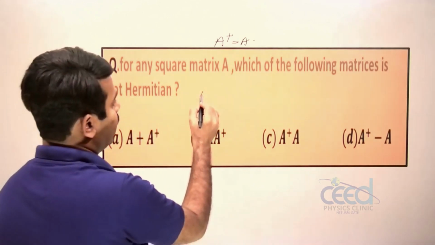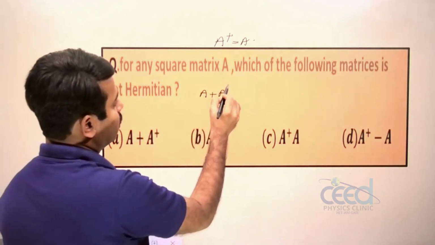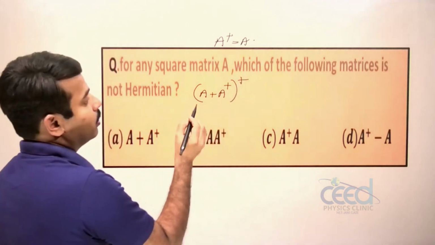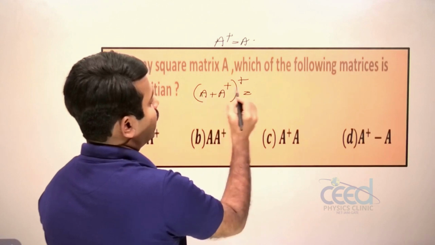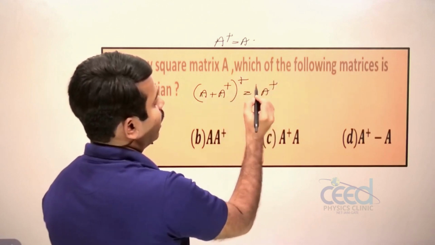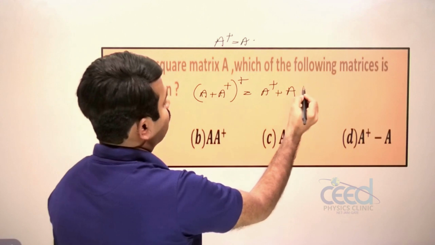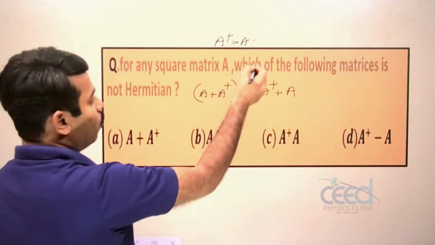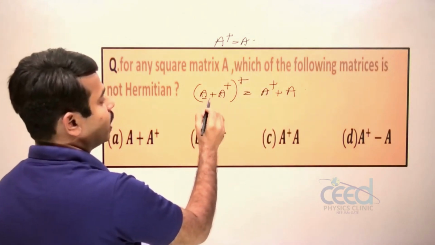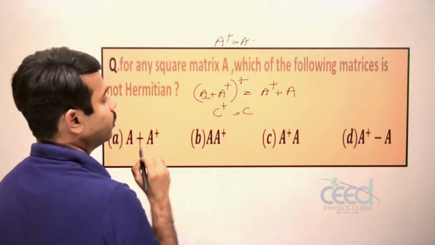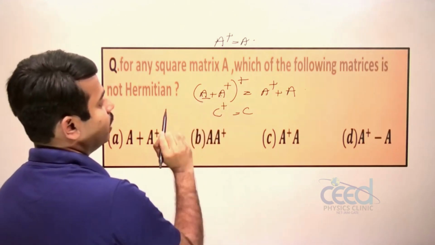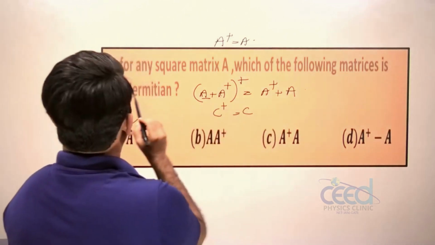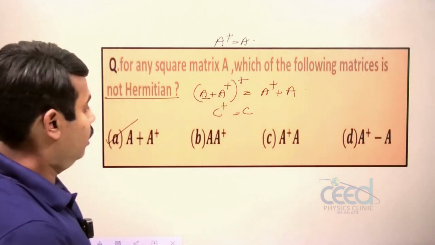So, let us check. A plus A dagger, whole dagger, is equal to A dagger plus A dagger whole dagger, that is A only. So, A plus A dagger whole dagger is equal to A dagger plus A. So, the same we got. If you take A plus A dagger as C, then C dagger is equal to C, which means this is Hermitian. But the question is which is not Hermitian.